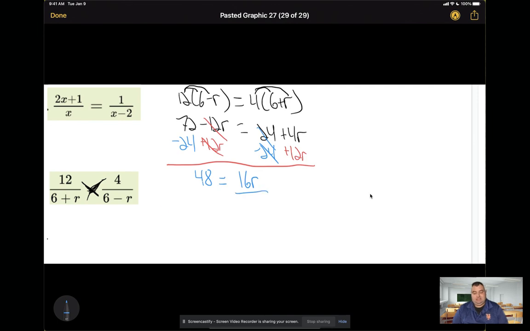And then I can just finish this off by dividing both sides by 16. So 48 divided by 16, I'm going to get r equals 3. So this one was not a quadratic. This was a regular linear equation, but I still solved it the same way. That is it for this lesson.